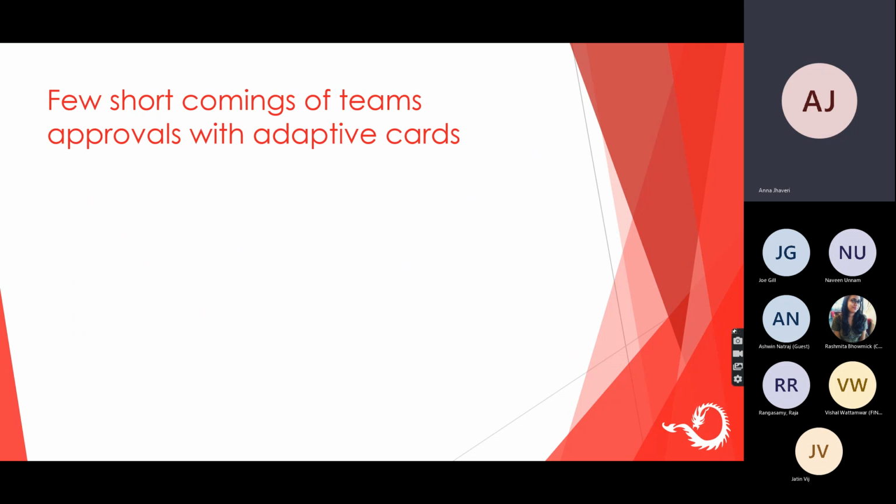So yeah, that was about the comparison of doing the approvals within channel using the Power Automate approvals and using the custom adaptive card. So there, still I showed you the demo. There are still shortcomings in that scenario. So I wanted to bring that to your attention.